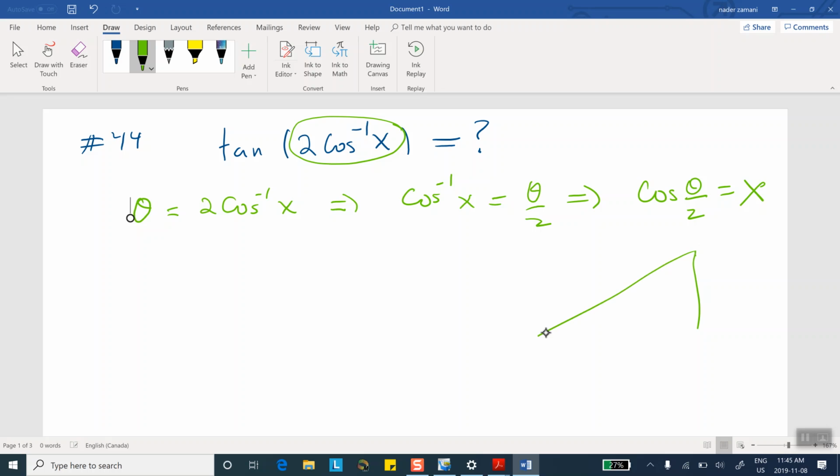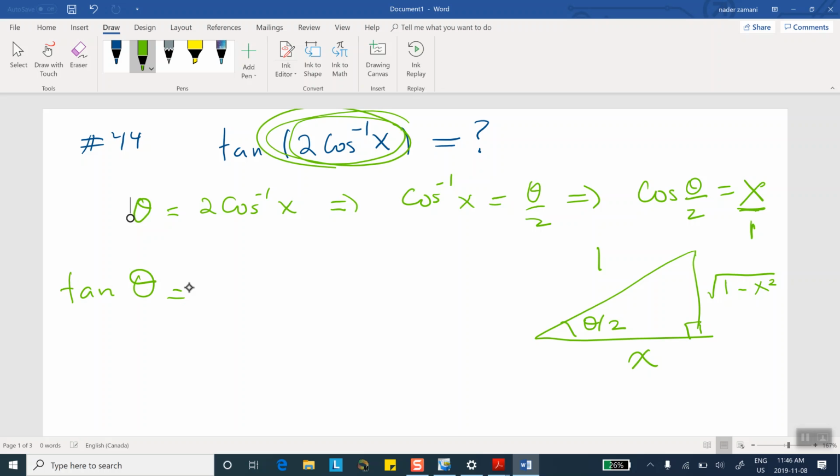Then I'm going to draw a right triangle. This angle is theta over 2. If I look at this as x over 1, the adjacent is x, the hypotenuse is 1. Therefore, the missing side, the opposite side, is the square root of 1 minus x squared. So what do we want? We want tangent of theta, and we have some information about cosine of theta over 2. So let's look at our formulas that give you theta in terms of half angle.